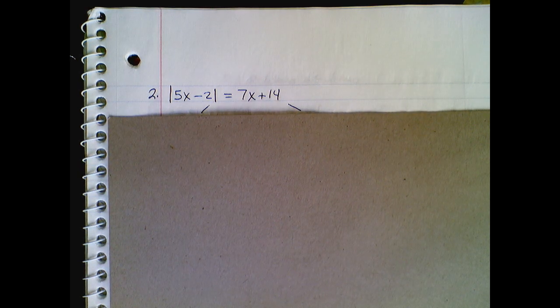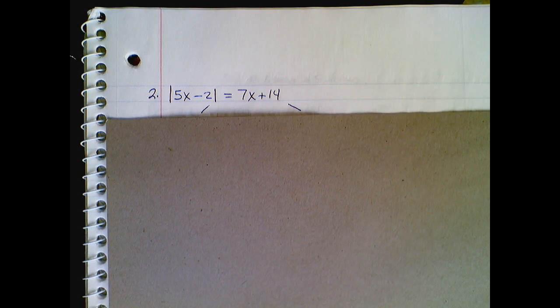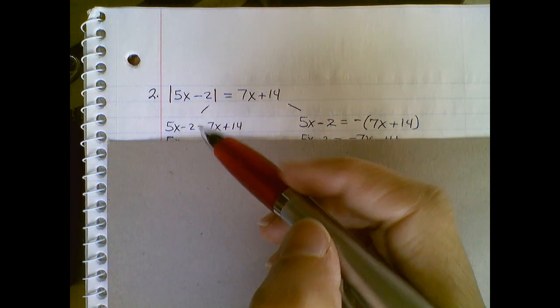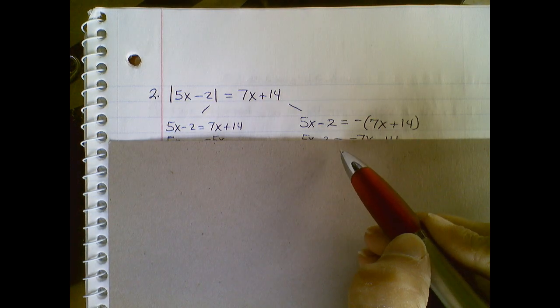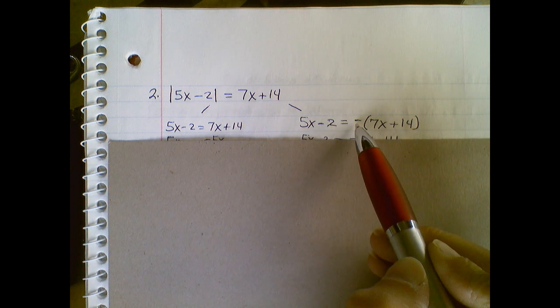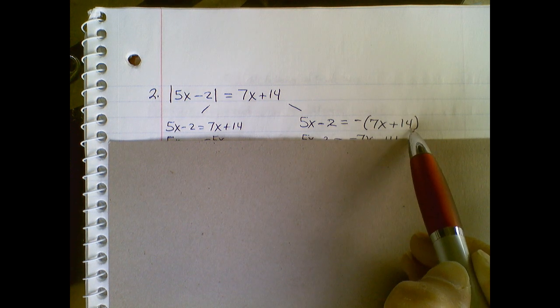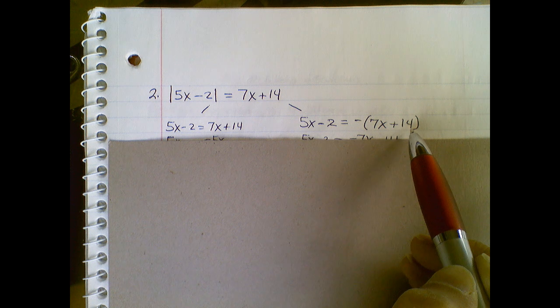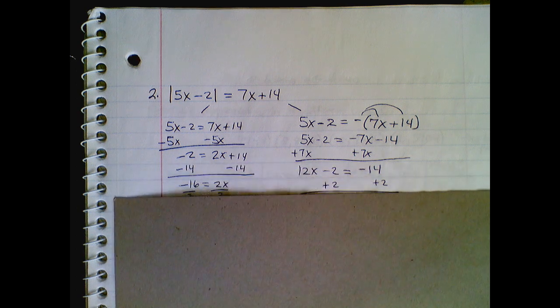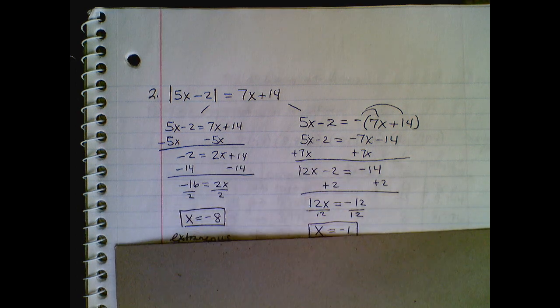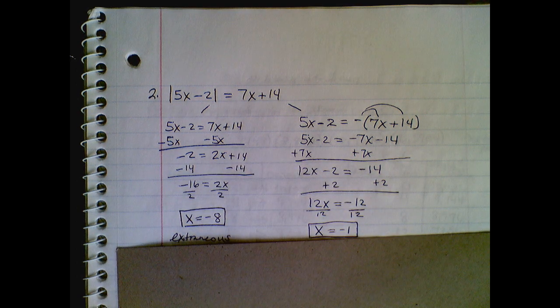One more example showing whether it's extraneous or not. So I have this problem. I want to get rid of my absolute value bar, so I make my two problems. I have 5x minus 2 equals 7x plus 14, and then the second one, to negate it, I'm going to put the negative out front and then put that right-hand side inside parentheses, so I know to distribute the negative to both of them. I go through, I solve both equations. I get x equals negative 8 and x equals negative 1.